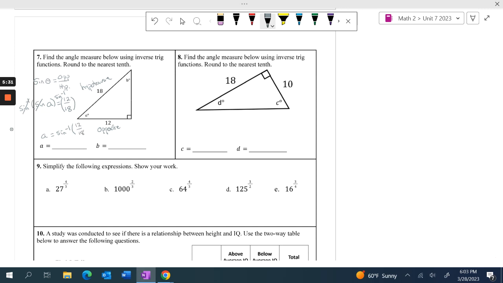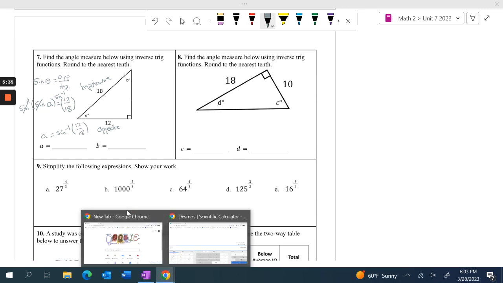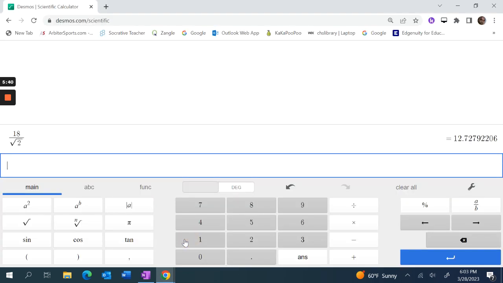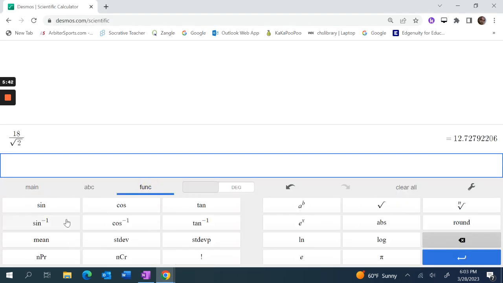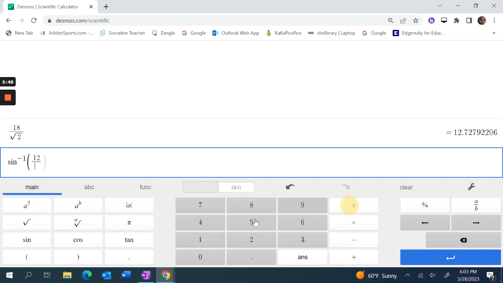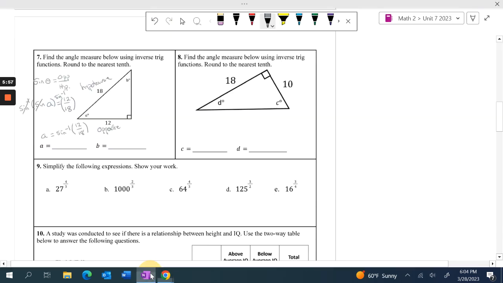Okay, and then to figure out what A is, I let my calculator do the work for me. So I go to my calculator here, and I'm going to activate the inverse sine function. There it is. And then I type in the fraction 12 over 18. Whatever the calculator says, that's the answer. So my answer is 41.8 degrees. So in this problem, A is equal to 41.8 degrees.